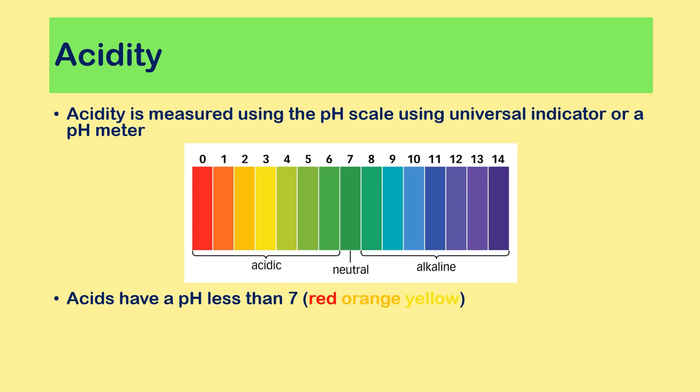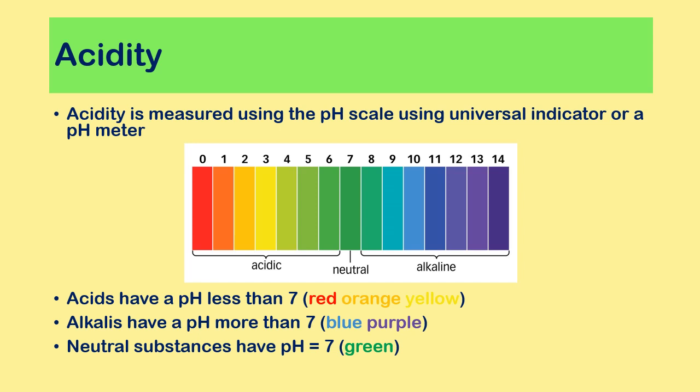Acids have a pH under 7, so even 6.9 would be an acid, and they turn universal indicator red, orange, or yellow. The stronger the acid is, the more towards the red side it is. Alkalis will have a pH more than 7, and they will usually turn universal indicator blue or purple. Purple is the stronger alkali than blue. And if we have a substance right in the middle that has a pH of exactly 7, it is neutral and it would turn universal indicator green.